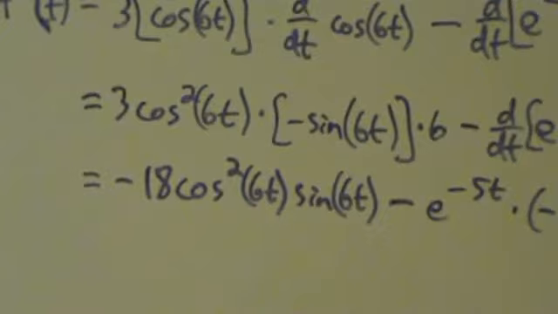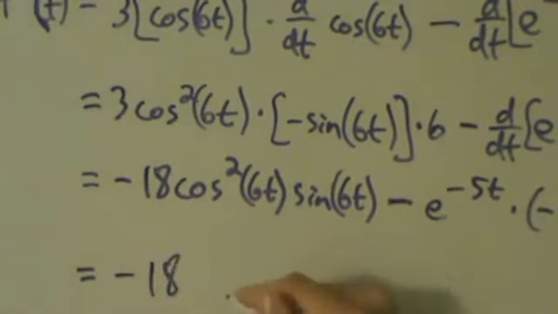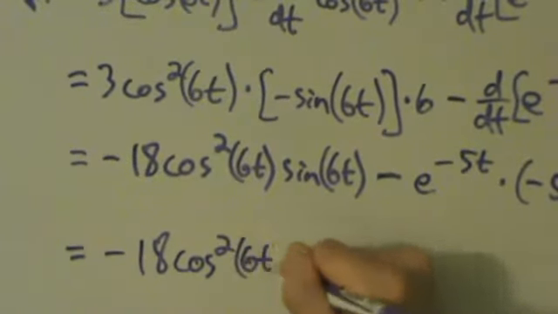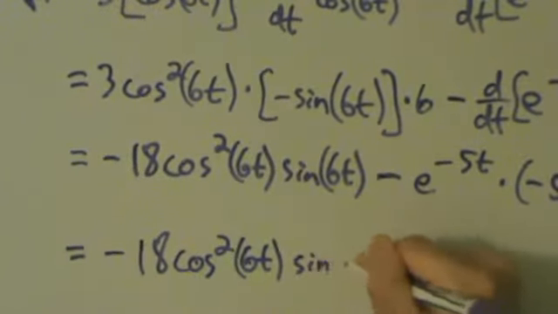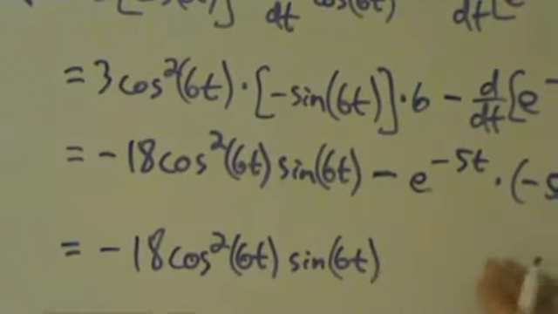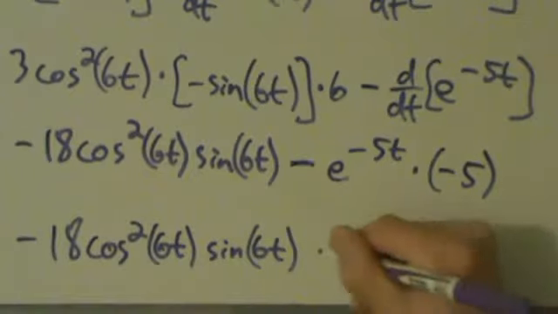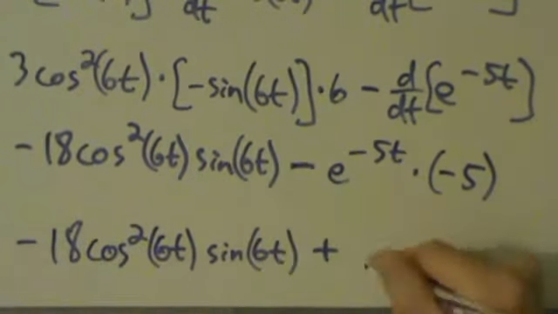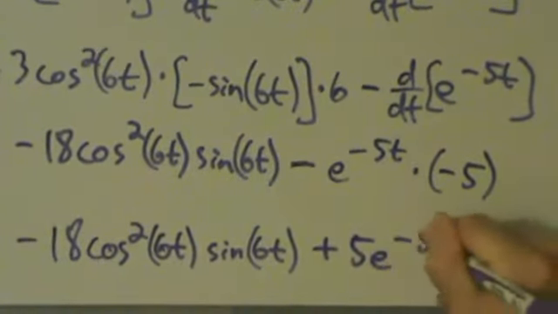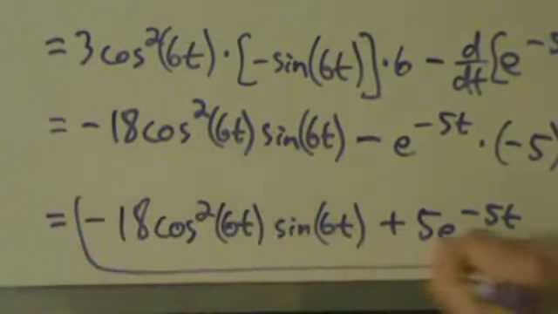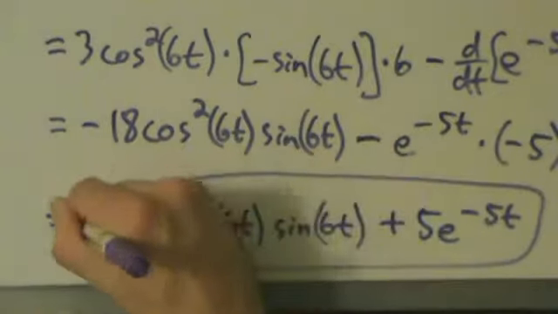All right, and then we can start simplifying this here. So the first term pretty much stays as it is: negative 18 cosine squared of 6 times t times sine of 6 times t. All right, and then minus e to the negative 5t times negative 5. That means plus 5e to the negative 5t. And that's our answer for example 4 here. That's our derivative.